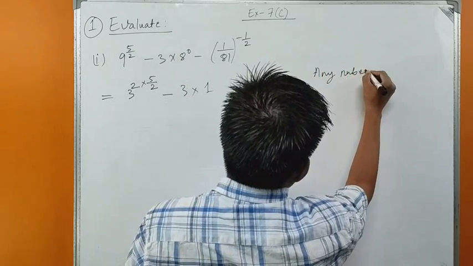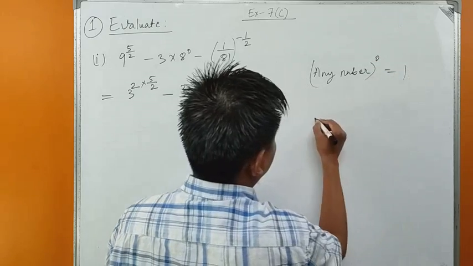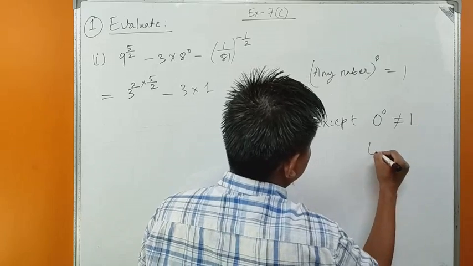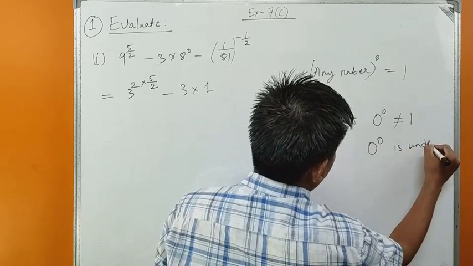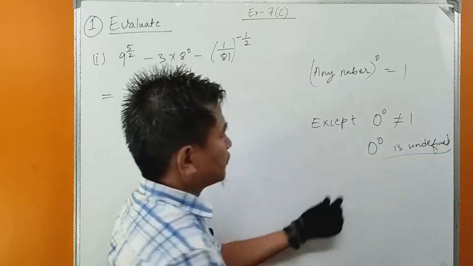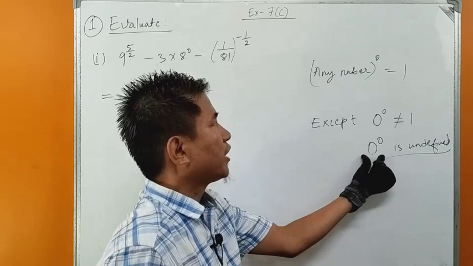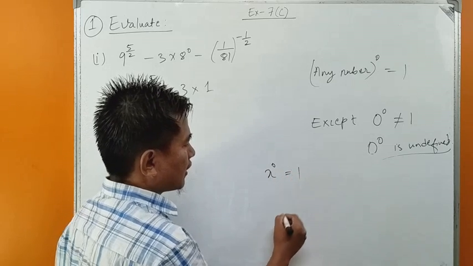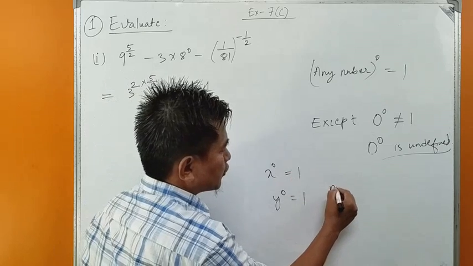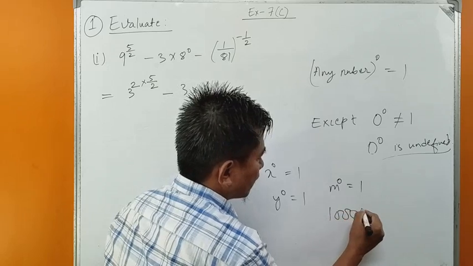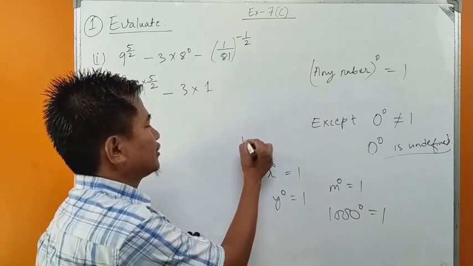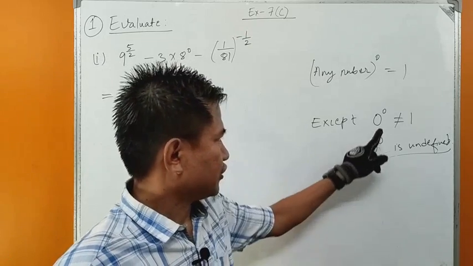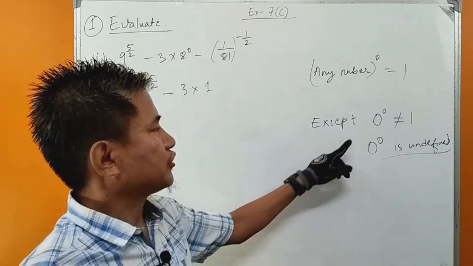Any number to the power 0 equals 1. Except, please remember this, 0 to the power 0 is not equal to 1; 0 to the power 0 is undefined. Apart from 0, any number to the power 0 is always 1. That means x to the power 0 equals 1, y to the power 0 equals 1, m to the power 0 equals 1, 1000 to the power 0 is 1, and 1 to the power 0 equals 1. Any number to the power 0 is always 1, other than 0 itself.